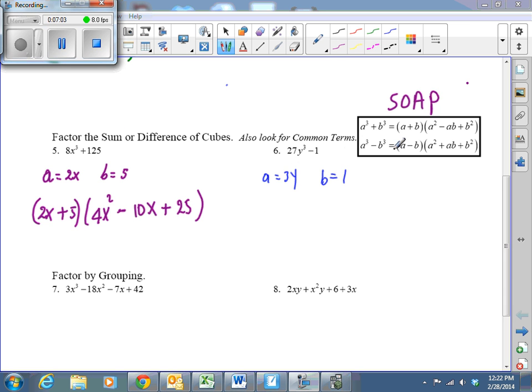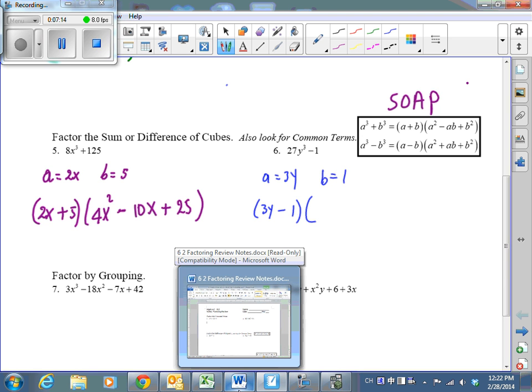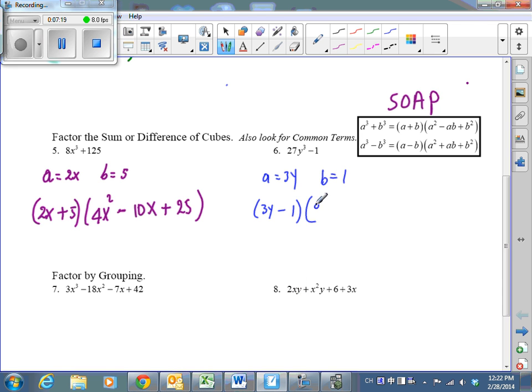Okay, so I would start by putting inside the first parenthesis, I need a minus b. So it will be 3y minus 1. Zoe, what's the first thing that will go into the second parenthesis? 9y squared. I asked you because I want to make sure that you knew, since you asked this earlier. Well, after same sign, we need opposite sign. And the last one is always positive. What's in between? 3y's. And what's the last one? 1. That's it. That's the answer.